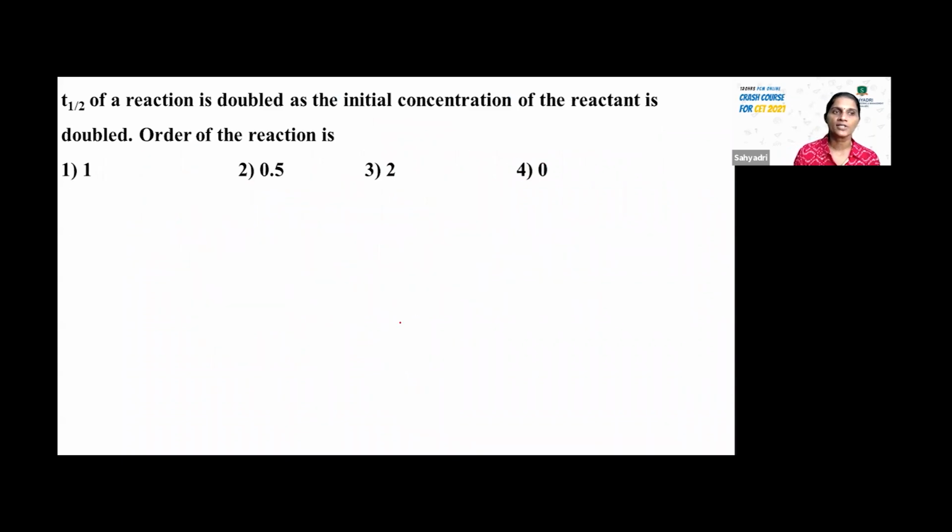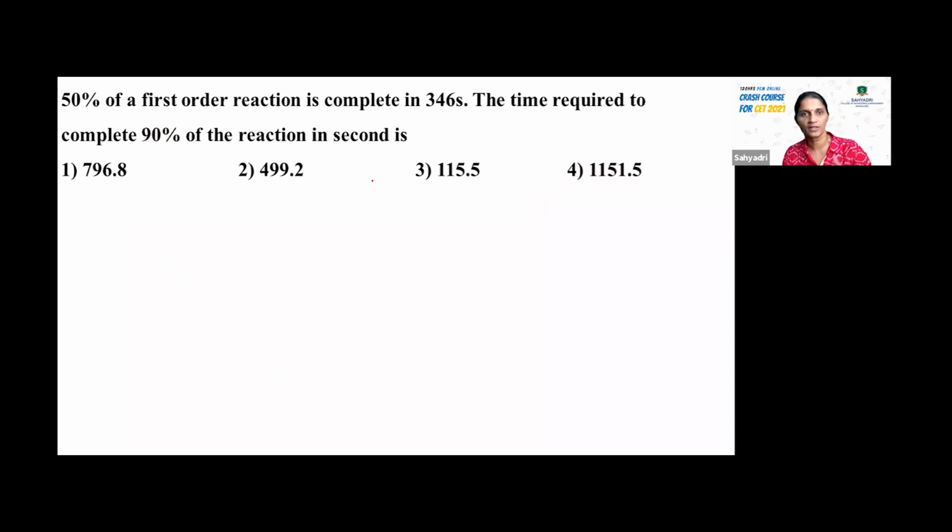The t half of a reaction is doubled as the initial concentration of the reactant is doubled. You can easily answer this question. Quick. T half is independent of initial concentration for a first order reaction. T half is doubled, directly proportional to initial concentration, for a zero order reaction. When the concentration is doubled, then it becomes two. Clear? Last question.